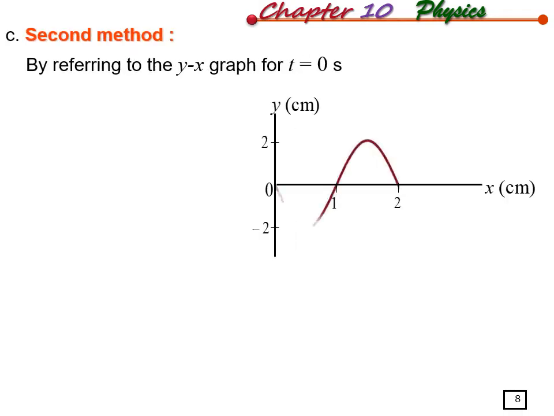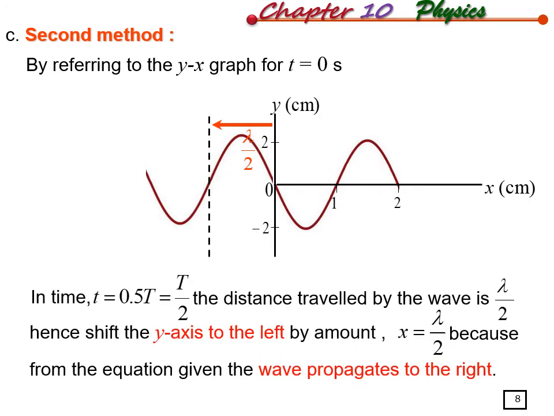Or what you can do is use the first graph and shift it by half wavelength, because the initial phase we have is pi, that means half wavelength, so we shift the axis by half, which will be lambda over 2.